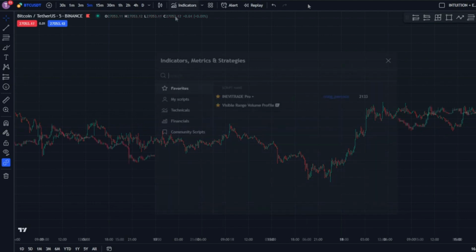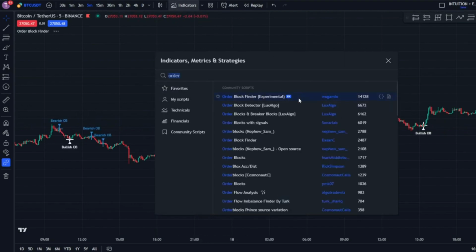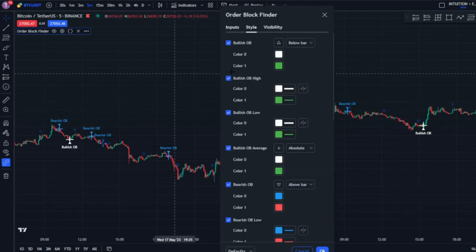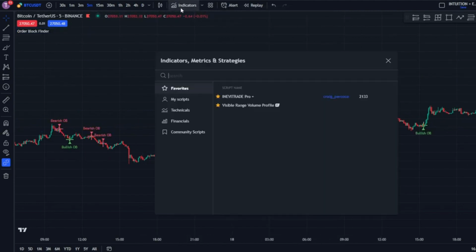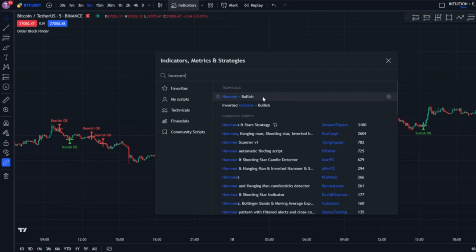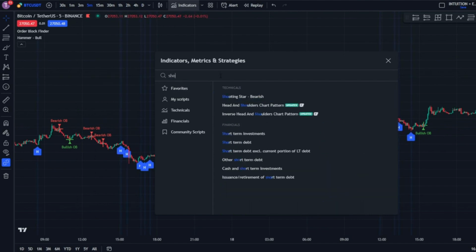Let's dive straight into this video. So I'm going to show you guys the indicators that we'll be using. First up is your order block finder, experimental. You want to change the color scheme to bright. Next up is the hammer. You want to pick this under technicals, not under community scripts, and you want to search up shooting star as well.